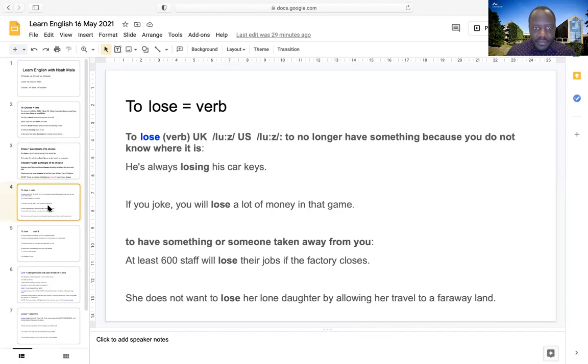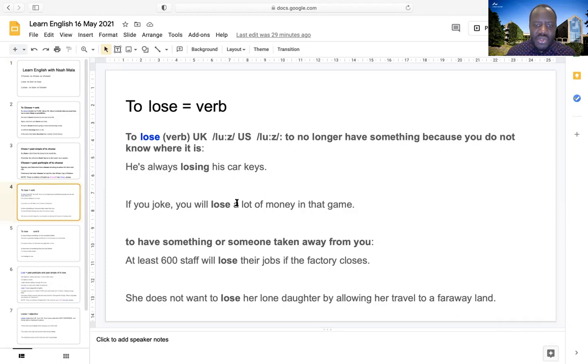Next, let's talk about to lose. To lose means to no longer have something because you do not know where it is. He's always losing his car keys. If you gamble, you will lose a lot of money in that game.